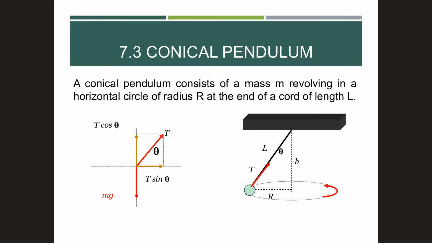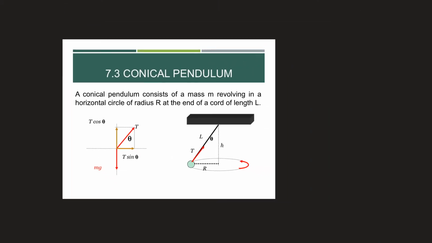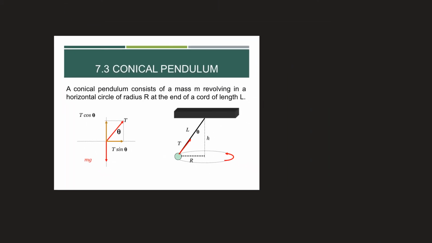One of the applications of uniform circular motion is the conical pendulum. When it comes to the conical pendulum, definitely you need to draw it first. It's totally different from the previous one. So I'm going to show you how to draw the FBD for this part. For example, you have this ball revolving or moving in circular motion, attached to this cord, and the angle is in that direction.